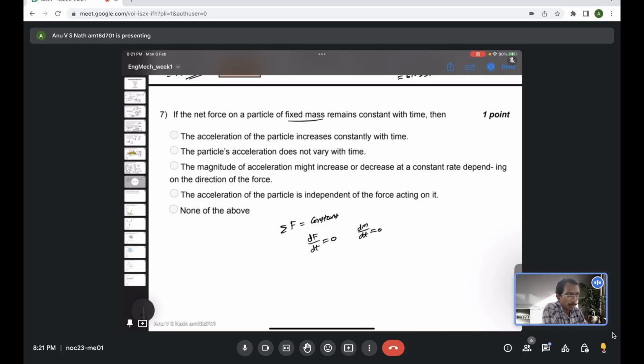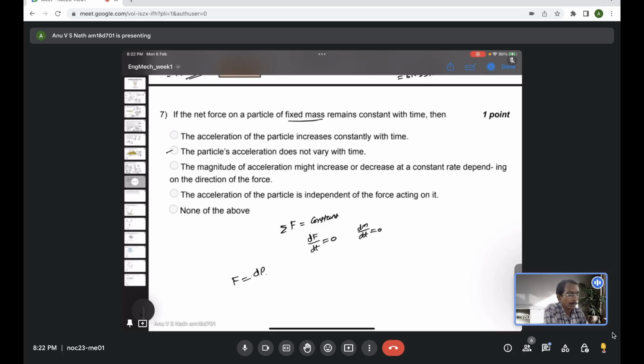So if these two are given, then we can continue. Using Newton's laws of motion, we have F equal to mass times acceleration, or dp by dt. Okay, so acceleration is also constant, as one of the answers in the chat box says. That means the second option, I think. So we'll come to that.